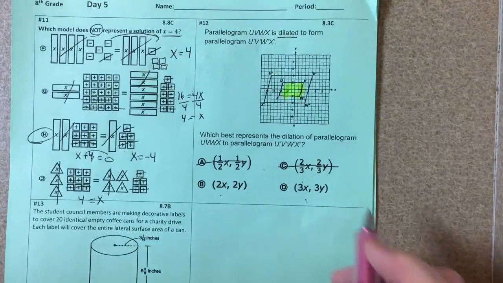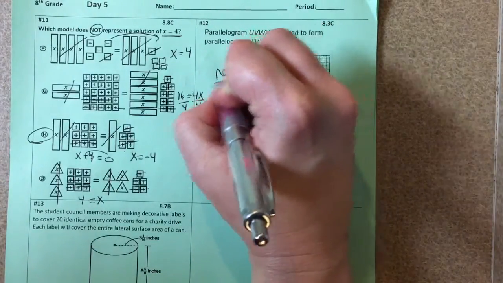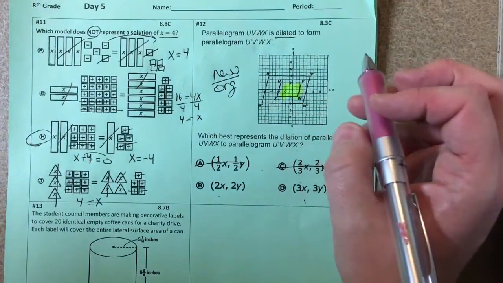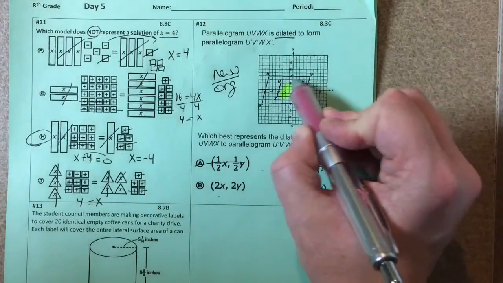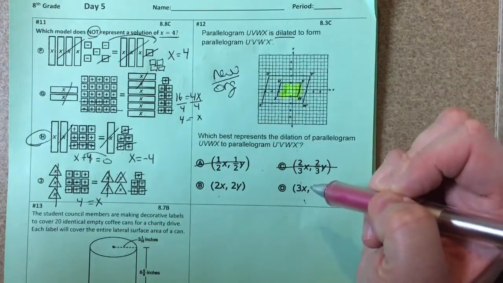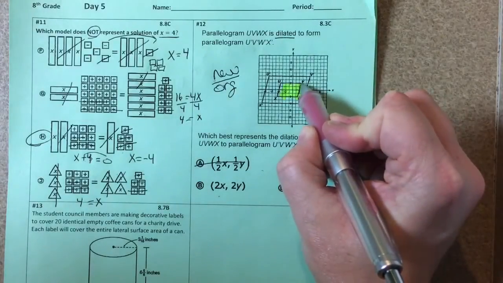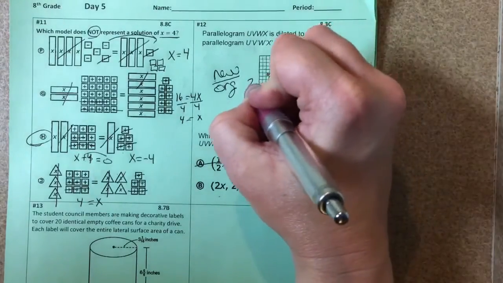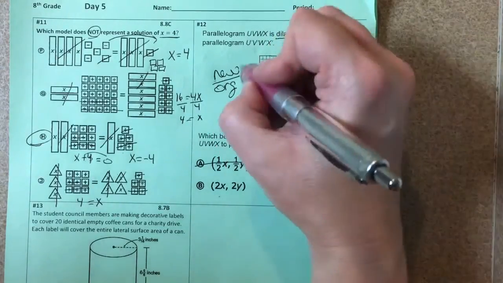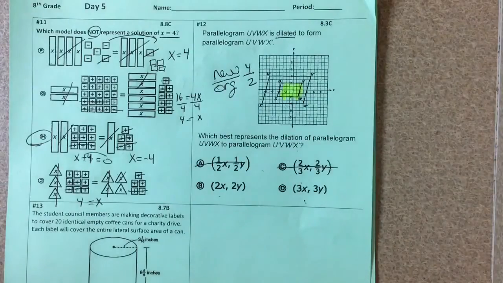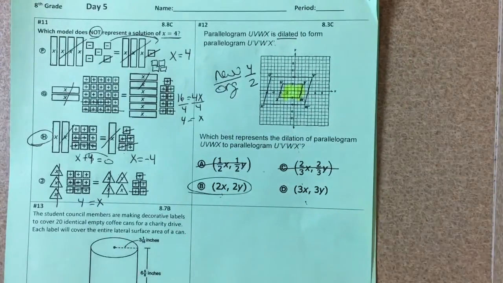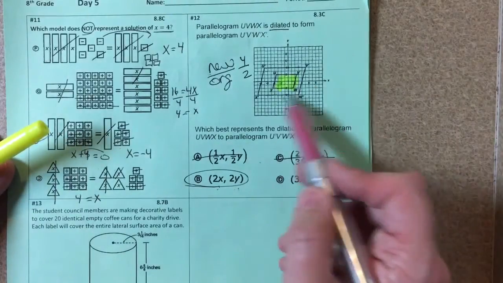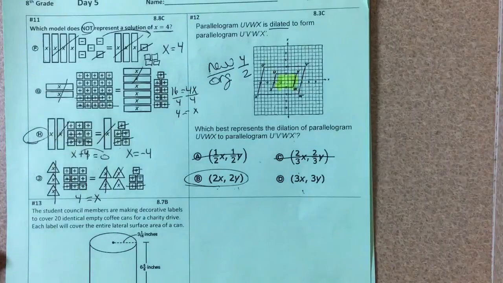So my scale factor is new over original. So I need to pick a point. And I'm going to use my y's because the x's wind up with some half values. So for v, the original v is 2, and my new v is 4. And 4 divided by 2 is 2, so that makes it 2x and then 2y, because I'm multiplying all of these points by 2 to get my enlargement.